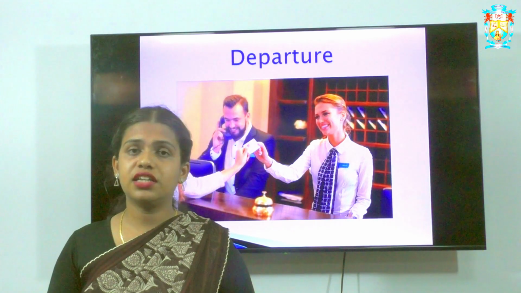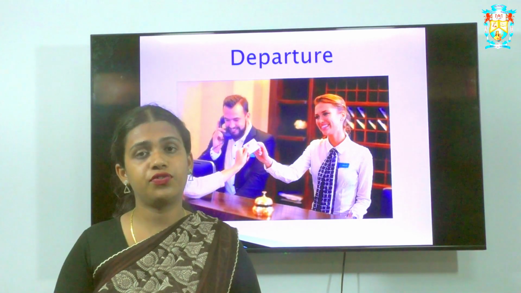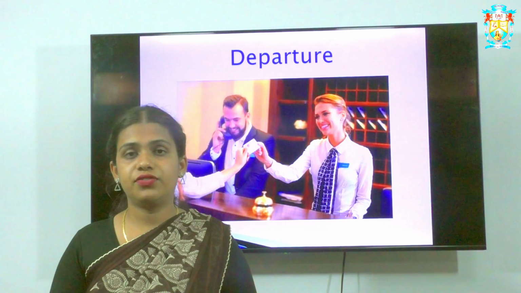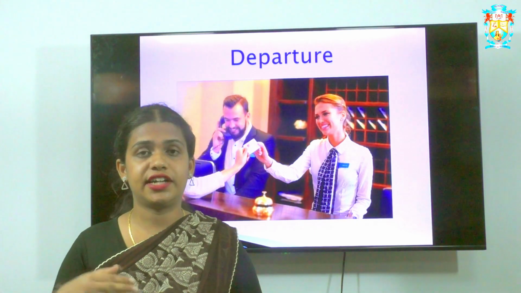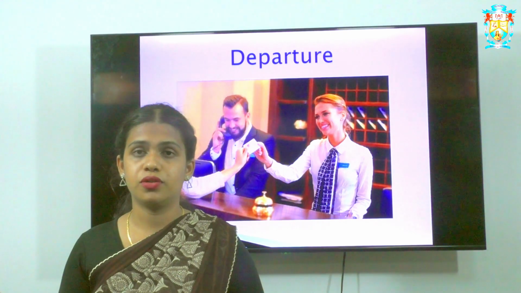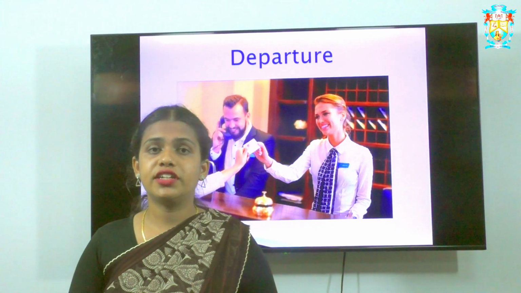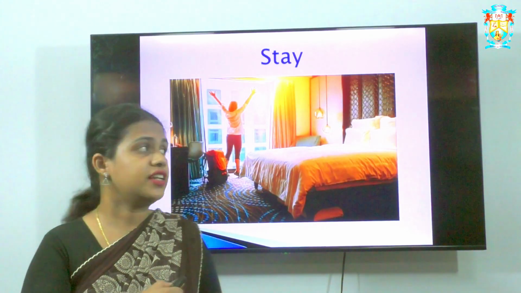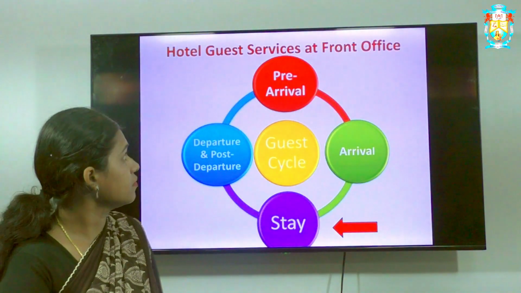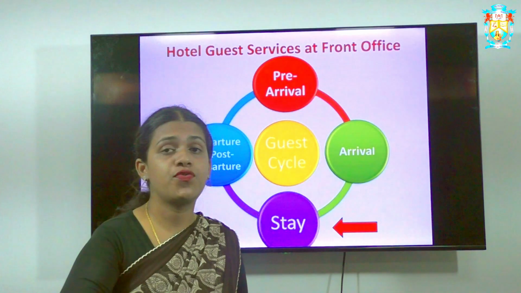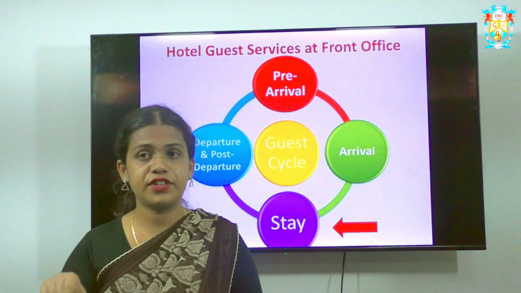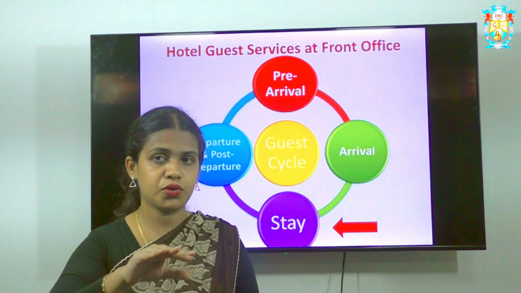So that and all things happen in the post departure: taking the feedback of the guest, and giving them further future information if any activities are going to be conducted and so on. So this is all about the guest cycle. Once we get a glance at it, the guest cycle: all guests have to go from pre-arrival to arrival to stay to departure and post-departure.